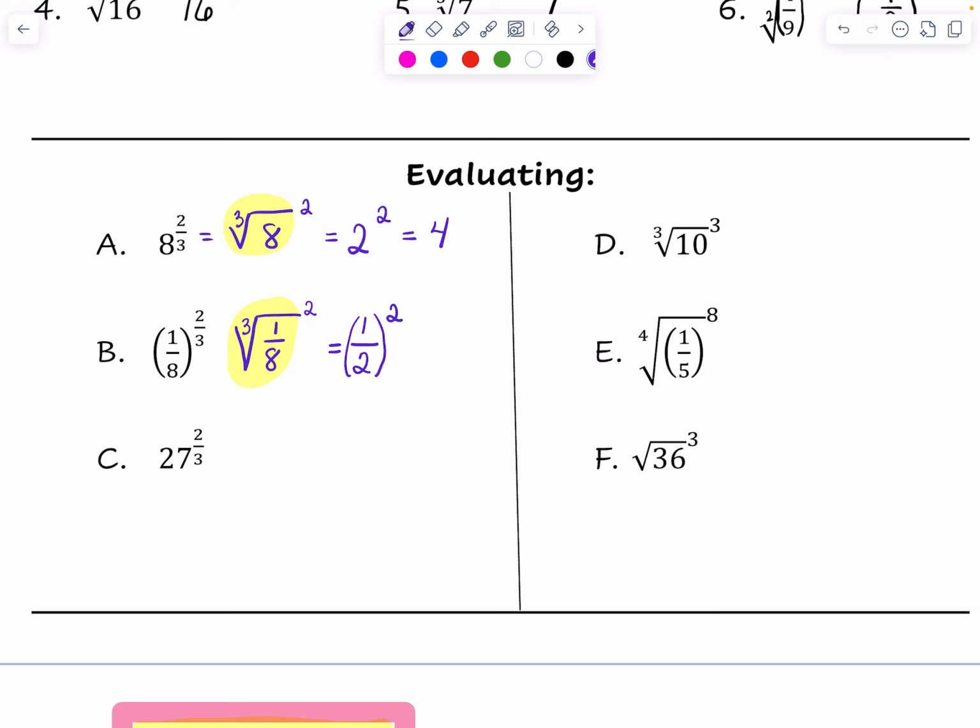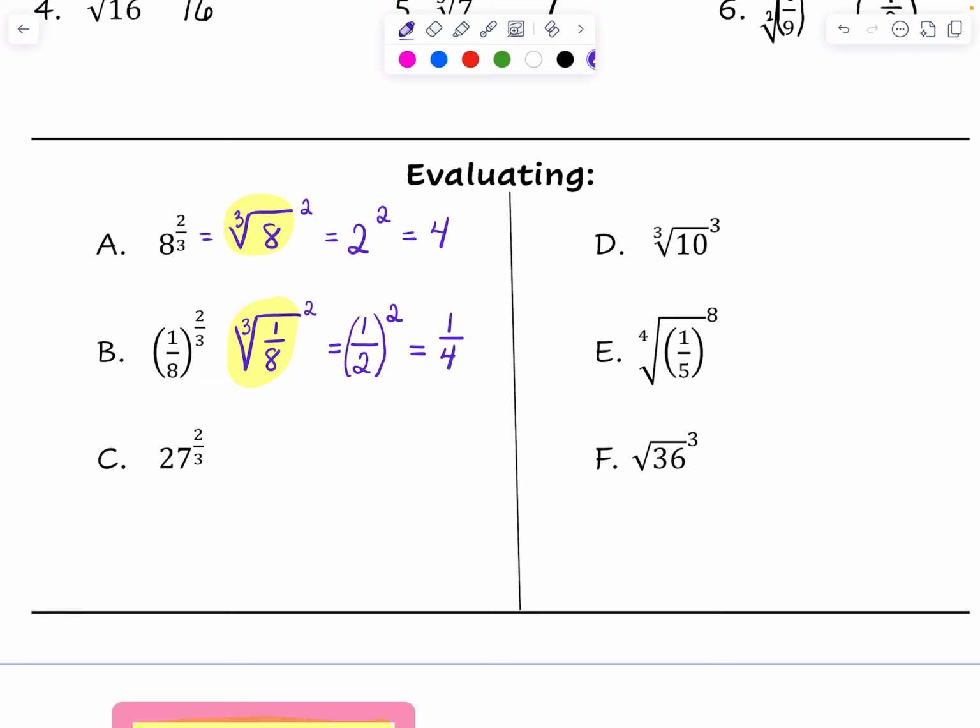Then I have a square. So now I'm squaring everything. Just like 2 squared means 2 times 2 is 4. 3 squared is 3 times 3 is 9. 4 squared is 4 times 4 is 16. 1/2 squared is 1/2 times 1/2. That would give me 1/4.